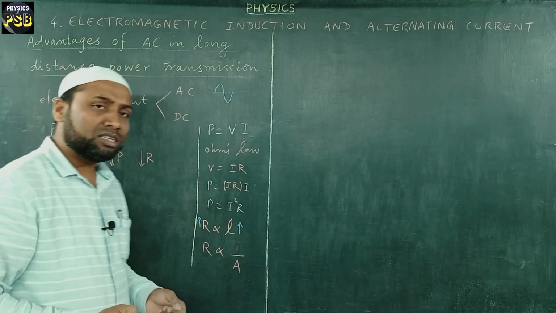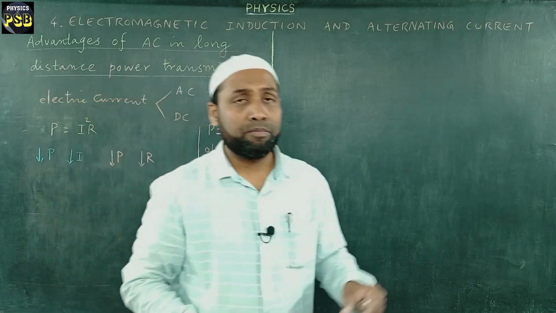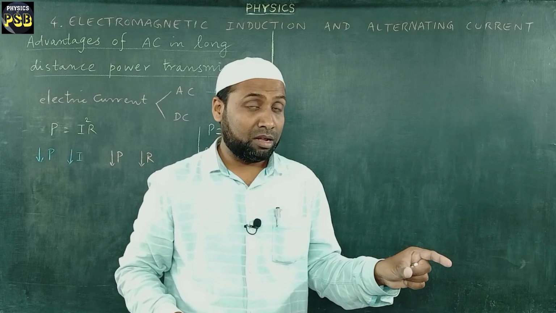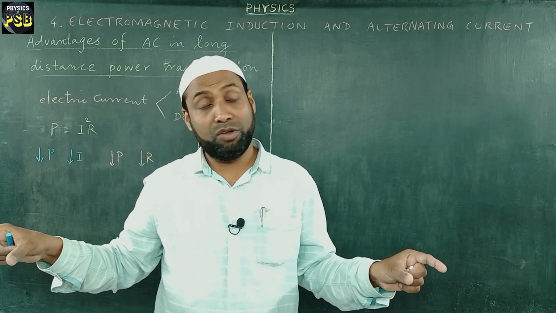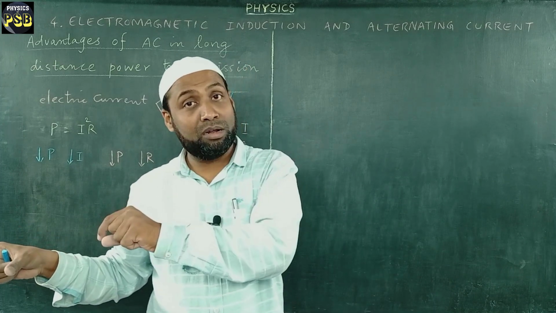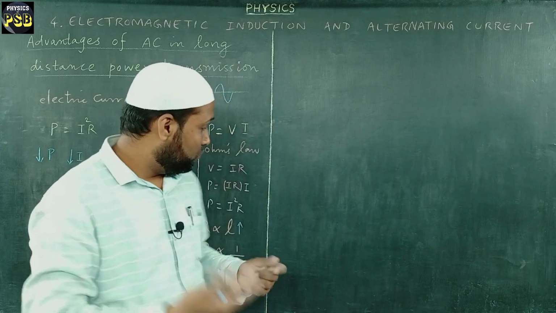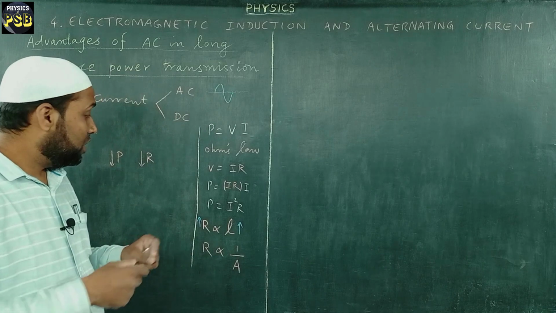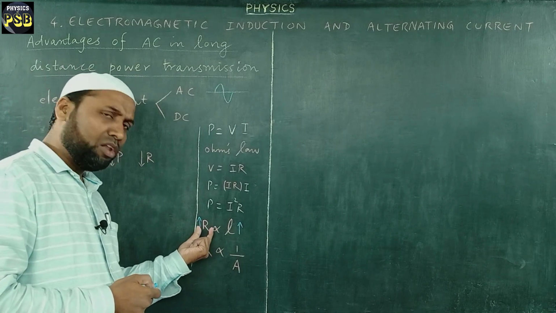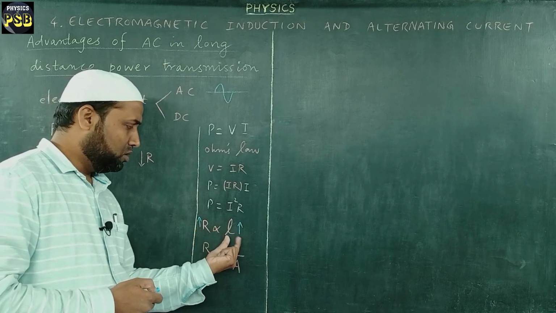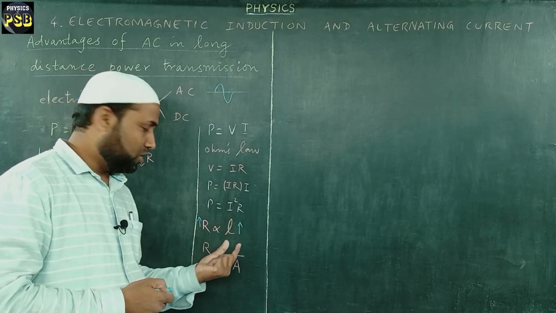So, as the distance between the power station and the destination where we want to transmit the power increases, we need to increase the length of the transmission line. By doing so, definitely the value of R is going to increase with increasing L value.